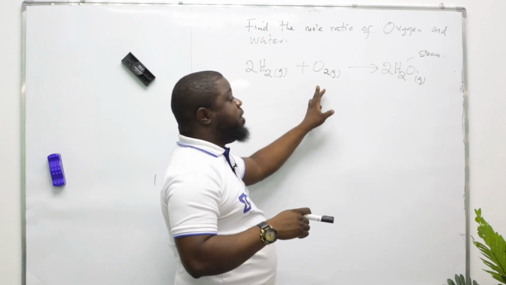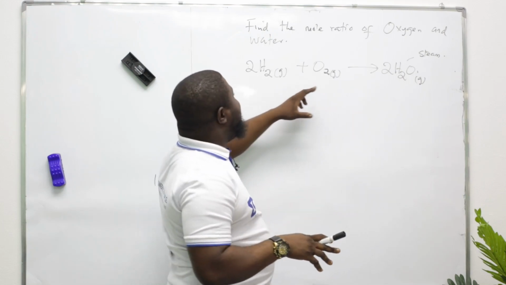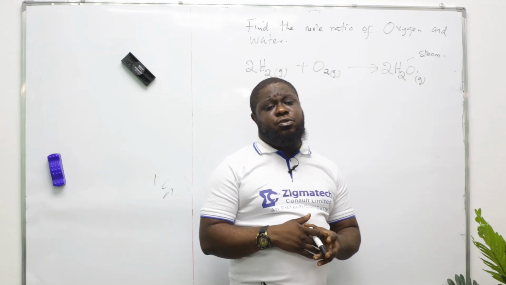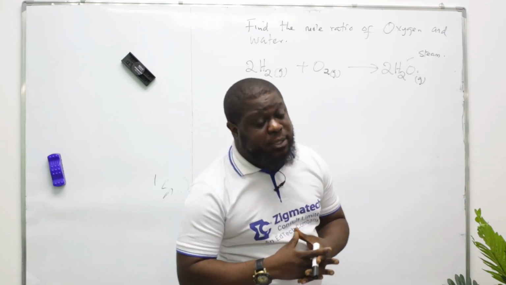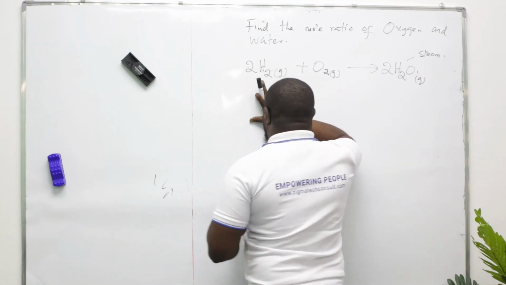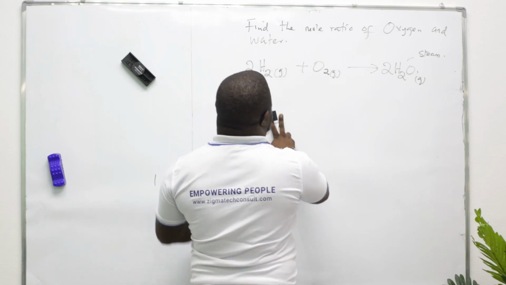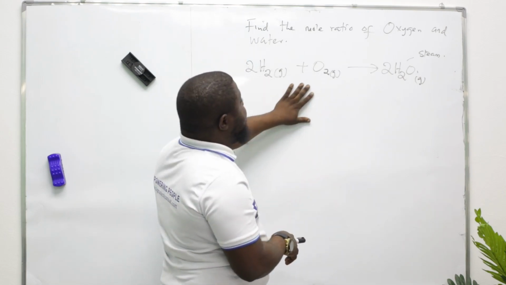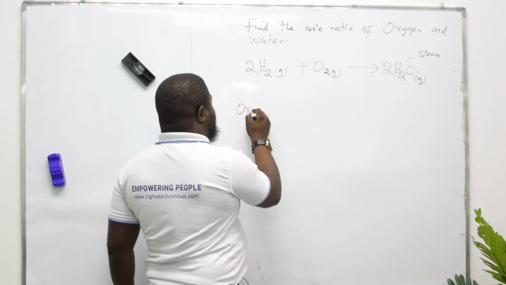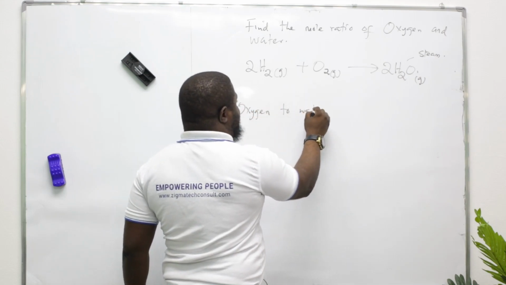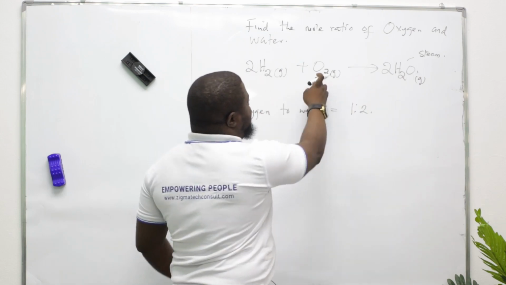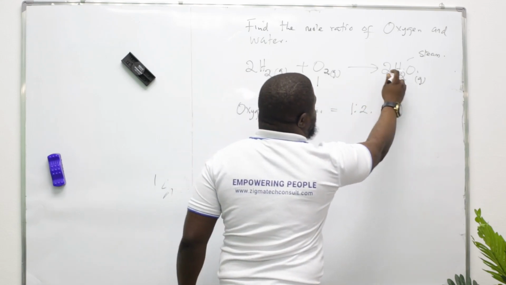I told you any number at the base of an element represents the number of atoms. But if the number is written together with the element, it becomes the number of molecules. So now, 2 molecules of water, 4 molecules of hydrogen, that's 2 times 2, will react with this to give you this. So in essence, oxygen to water will be 1:2. Your oxygen is 1, and water here is 2 molecules.